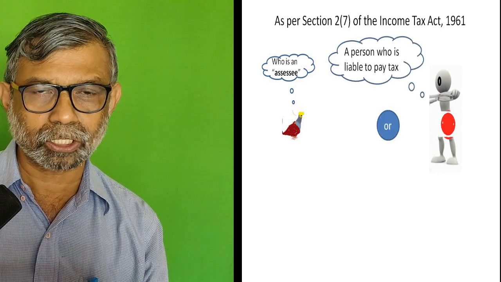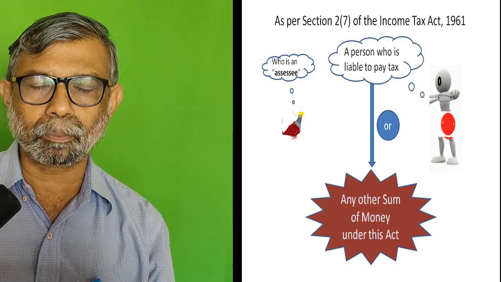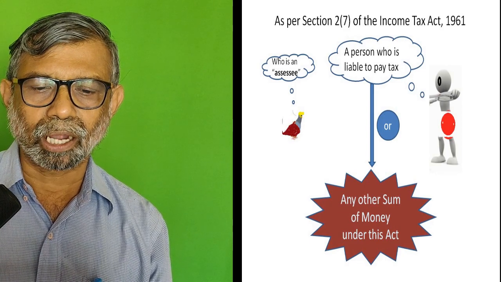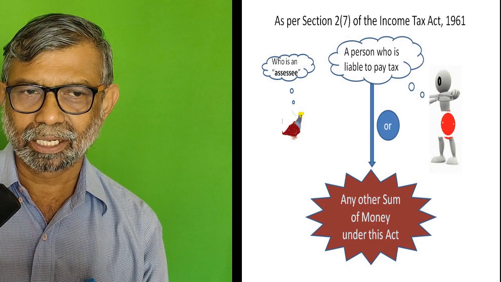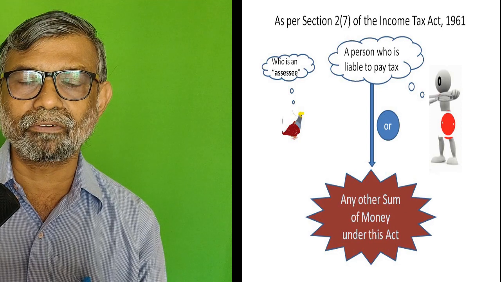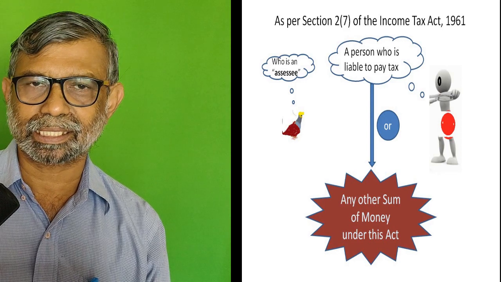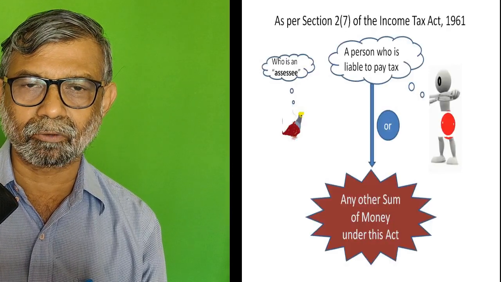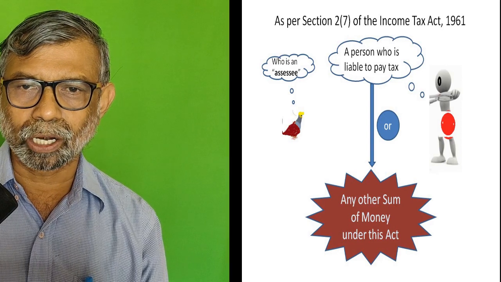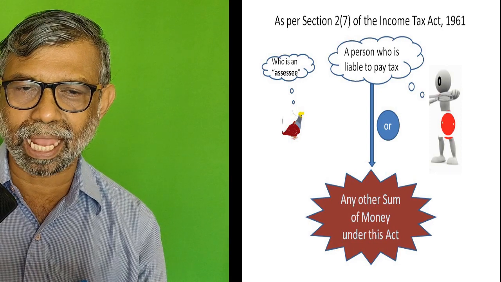A person, who is a person? Person is also defined. We will see person after this definition. So, a person who is liable to pay tax or any other sum of money under this act for him or on behalf of somebody else, that person is an assessee. So a person becomes an assessee when he is liable to pay tax or any other sum of money under this act, on his own behalf, or on behalf of somebody else.